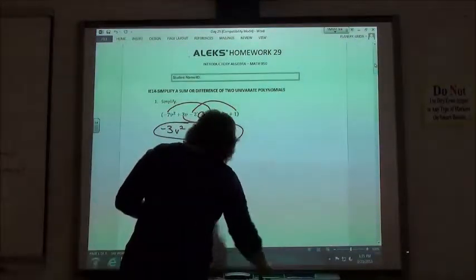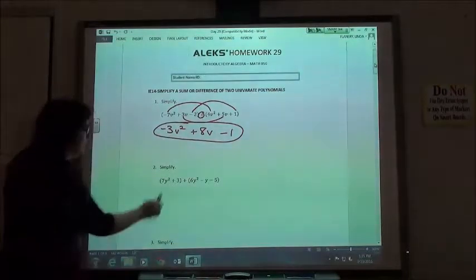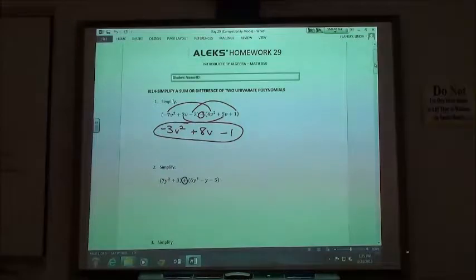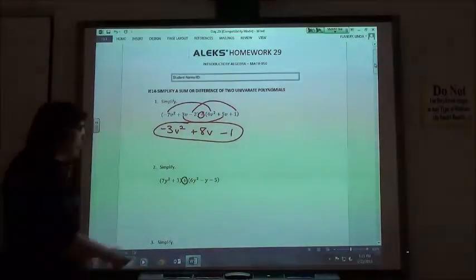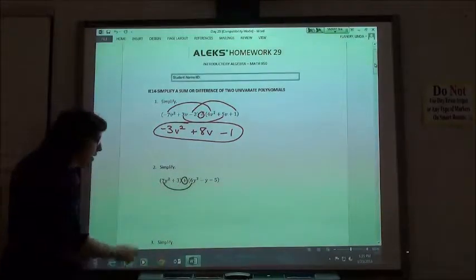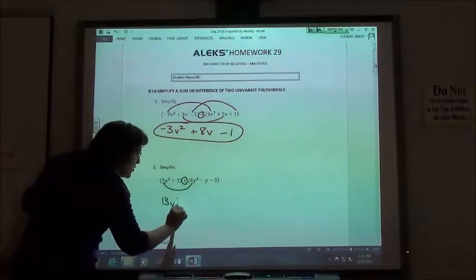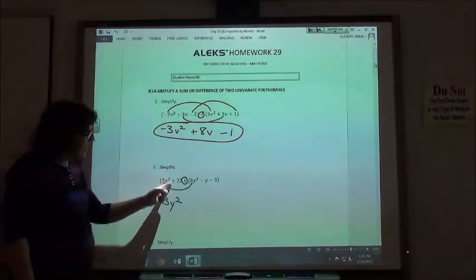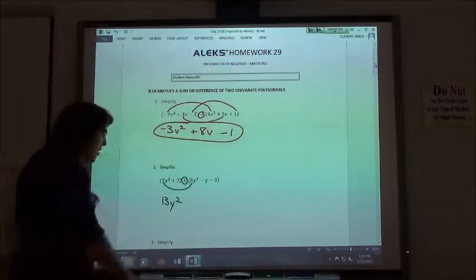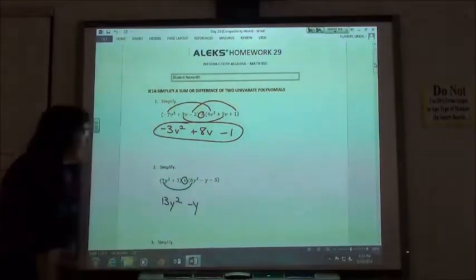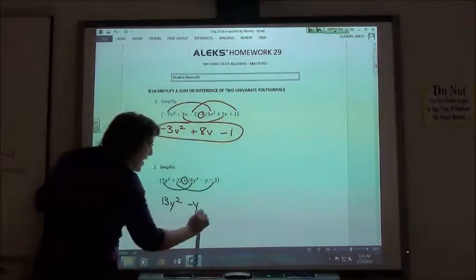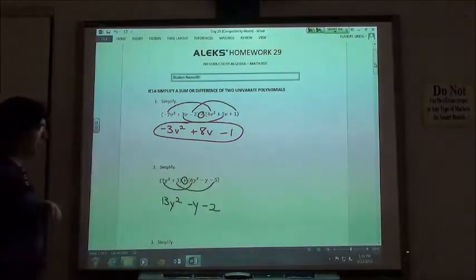Number 2, same thing. If I look at my two polynomials, in between my parentheses it tells me I'm adding those two expressions. So I'm going to add my like terms together. So starting with my y squared, 7y squared plus 6y squared would be 13y squared. Now this one doesn't have any y's, but this one has a negative y, so 0 plus negative y is still negative y. And then my constant terms, my numbers, positive 3 minus 5 is negative 2.